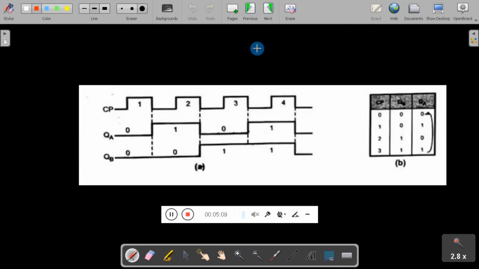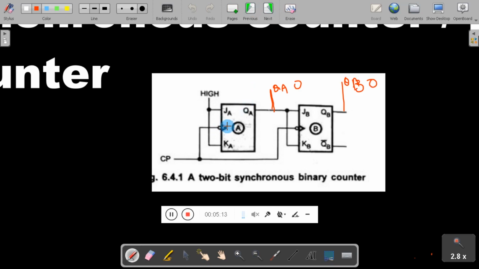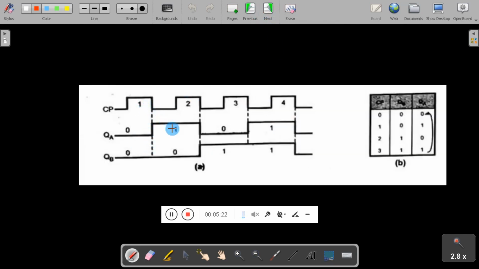Now next, here you have to observe, students, it is a negative edge triggered clock. Means during the negative edge of the clock, the output of the flip-flop will change. So during the negative edge of the clock, let me mark here negative edge of the clock.